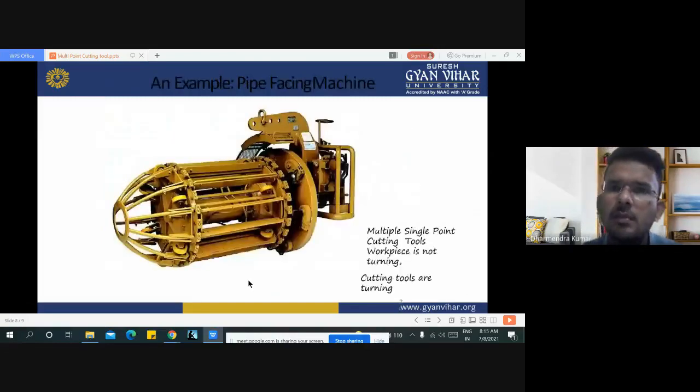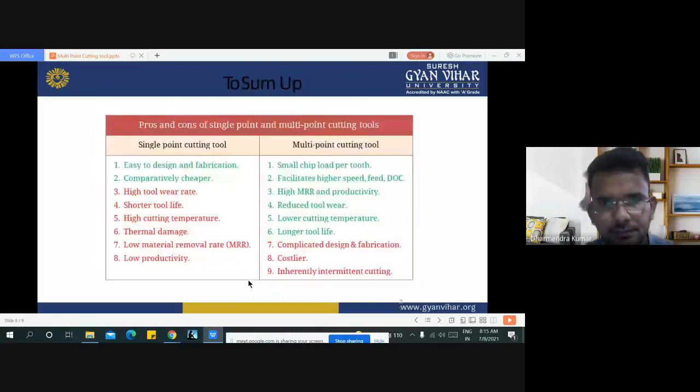Here is an example of a pipe facing machine, where we use a multi-point cutting tool. This is the difference between a single point cutting tool and a multi-point cutting tool.